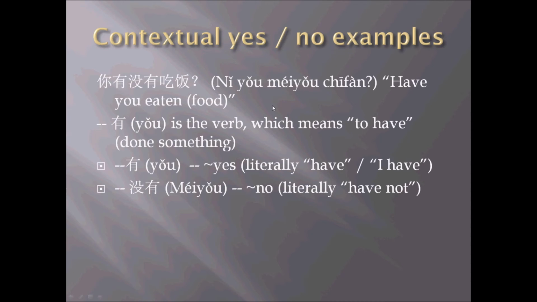Another good example is 你有没有吃饭? You could also say this as 你吃饭了吗? Which means, have you eaten food, and the reason why there's food is a different story. So in this context, the verb is "have," right? Have you eaten? In Chinese, that's 有, which means to have done something. So to answer affirmatively, to say yes, you say 有, literally "have." And to answer negatively, you say 没有, literally means "have not," but in this context is translated to no.